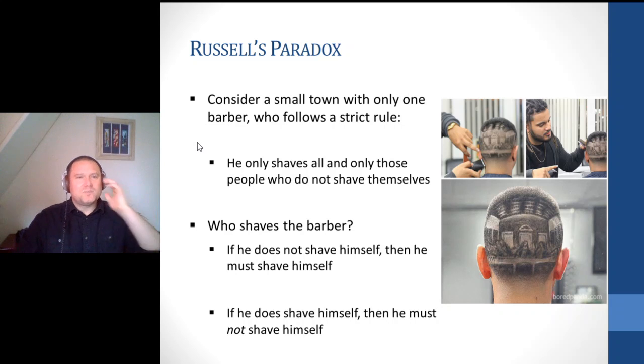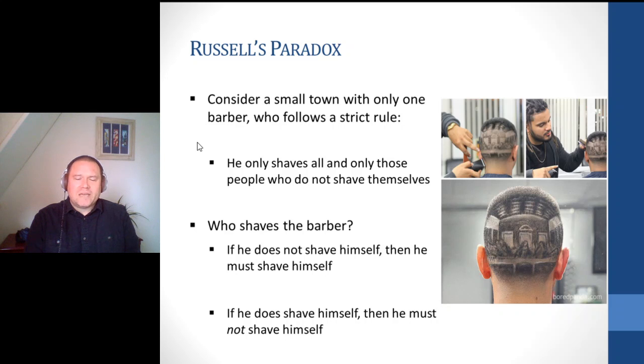So, consider a small town, a really small town, that's only got one barber. And this barber is a very fastidious person, and the barber follows a strict rule. We'll say he's a he, just for ease. The barber's strict rule is that the barber shaves all and only those people who don't shave themselves. So the barber will shave anyone, provided that they don't shave themselves. Of course, he shaves everyone, and all and only those people. Fair enough. But we hit a problem, as we ask, who shaves the barber?